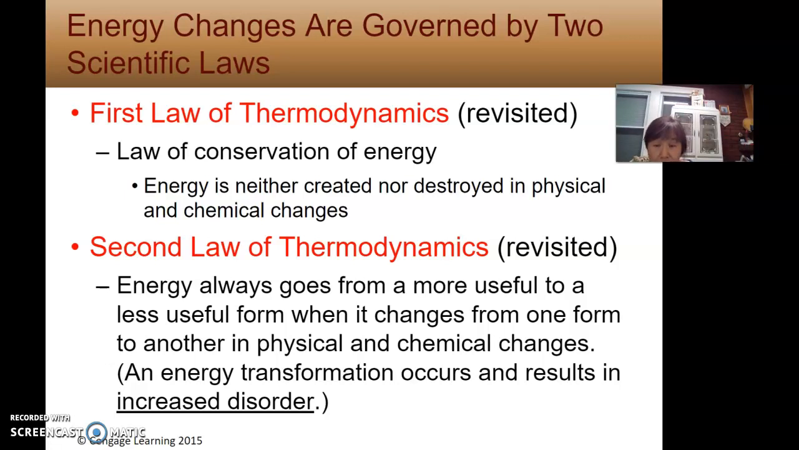The first law of thermodynamics is that energy is neither created nor destroyed. Don't stop here, this applies to both physical and chemical changes. The second law of thermodynamics says energy always goes from a more useful to a less useful form when it changes from one form to another, in physical and chemical changes. So basically, an energy transformation occurs and results in increased disorder, less usable energy.